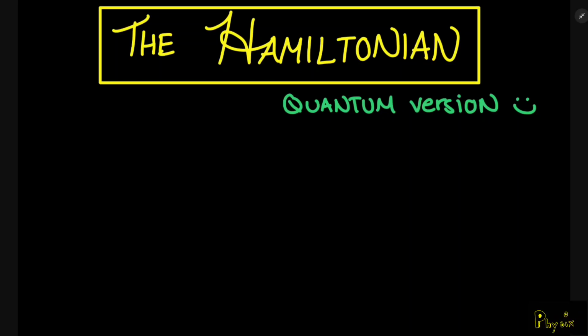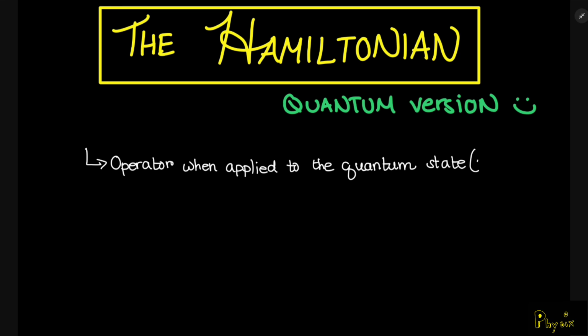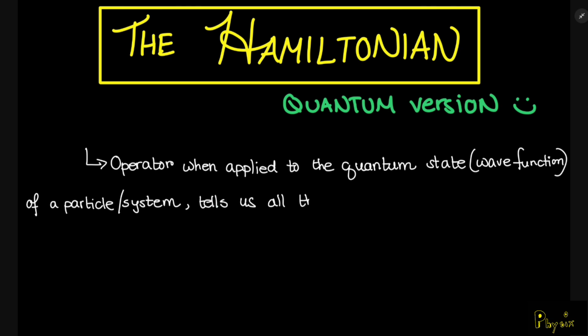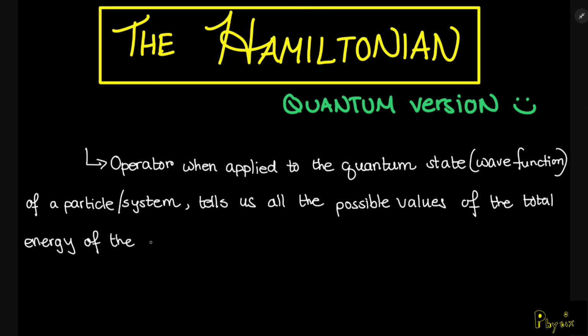Let's talk about the Hamiltonian in quantum mechanics today. What is the Hamiltonian? The Hamiltonian is an operator that, when applied to the quantum state, let's say a wave function of a particle or a system, tells us what the possible values of the total energy of the system are.